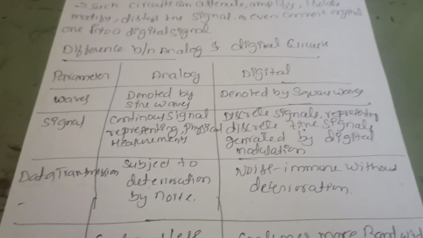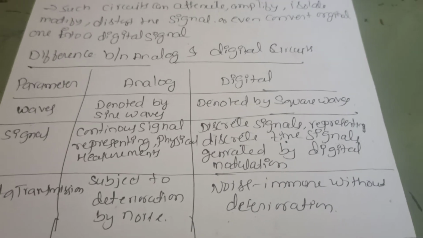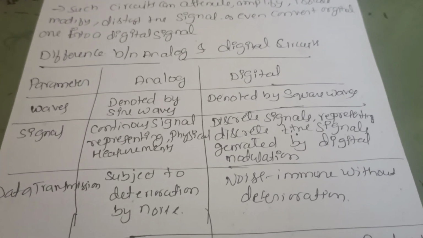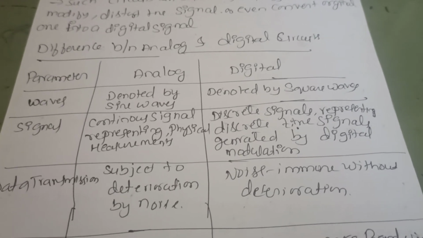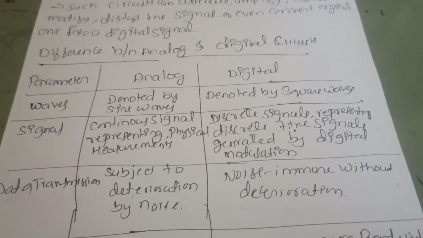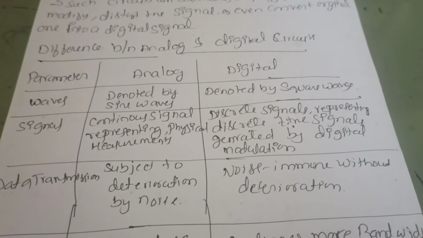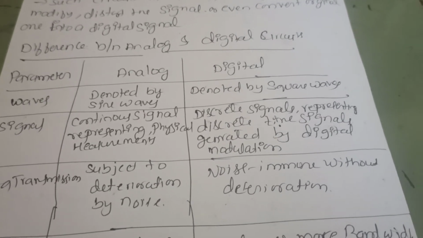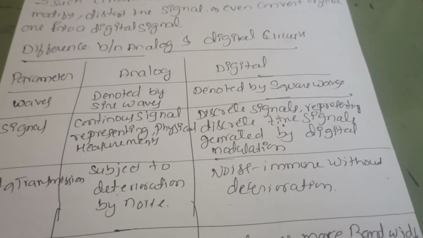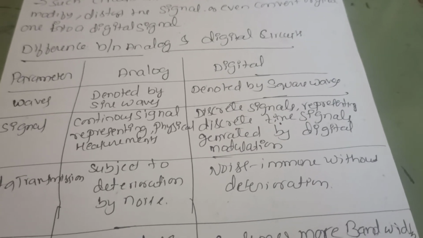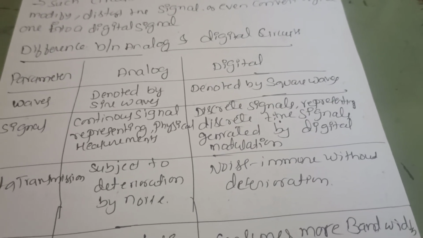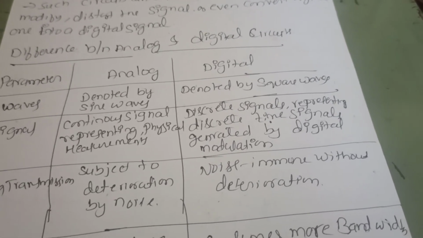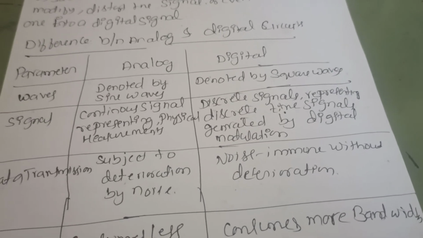We already studied the digital circuits in the previous semester. So now we shall take the difference between the analog and the digital circuits. Below I have made 3 columns: parameter, analog and digital. With respect to waves, how are we going to differentiate the analog signal from the digital one? As shown earlier in the figure, the analog signal is denoted by sine waves. In case of the digital signal, it is denoted by square waves.